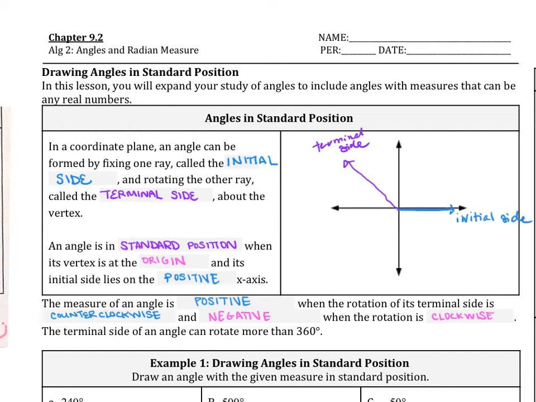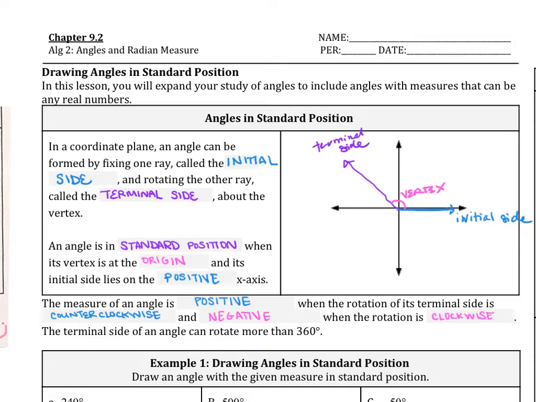An angle is in standard position when its vertex is at the origin. So the origin is here, and therefore the vertex is here. And its initial side lies on the positive x-axis, as I mentioned earlier. So standard position, it'll always start here on the positive x-axis, and then it'll rotate, and then we'll see what that looks like.